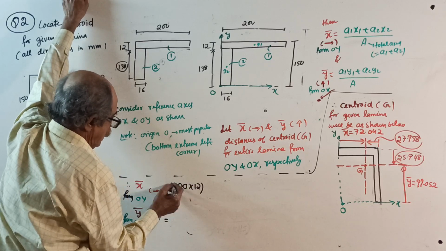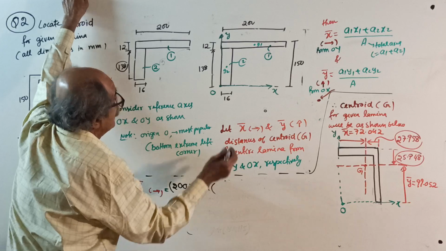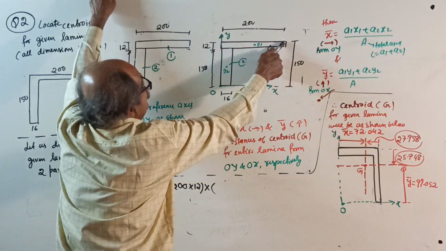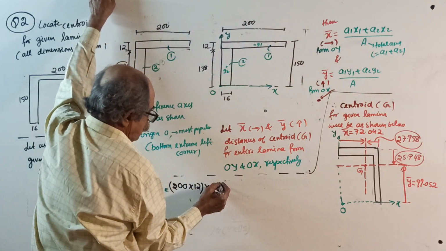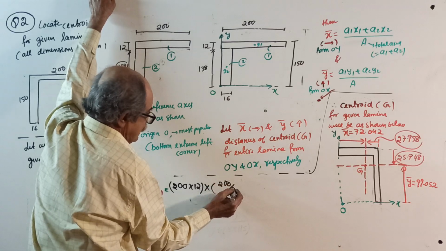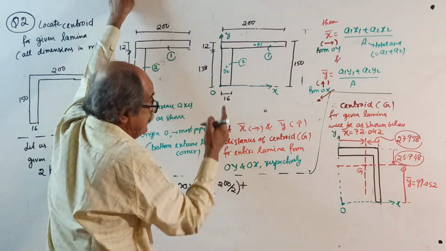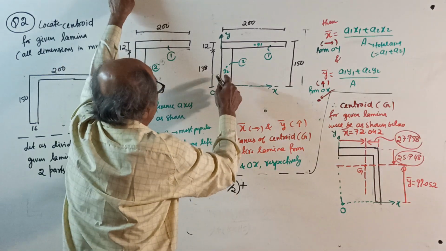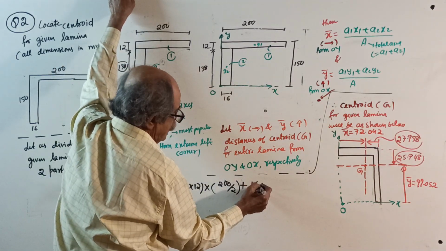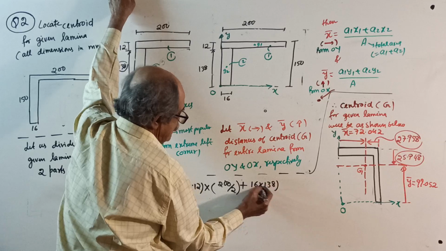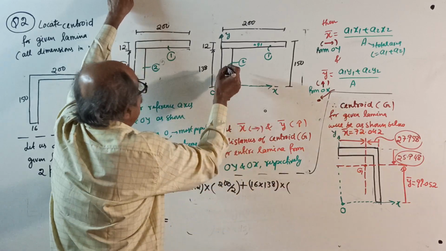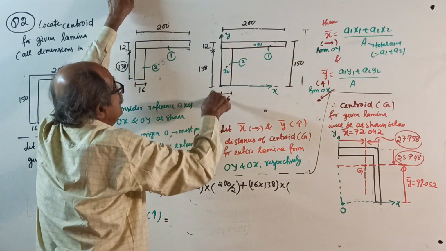200 by 12 is A1, into x1. It's centroid from here. This is 200, so half of 200. Don't write 100. In the class I will object if a student writes 100. Tell me what is on the board. Okay, then this area, 16 into 138, into its centroid from this line.